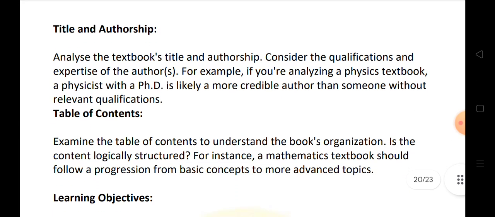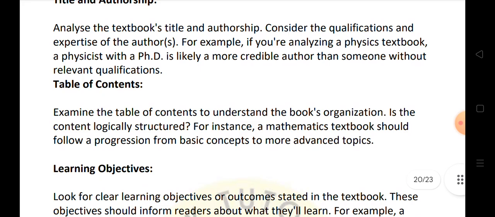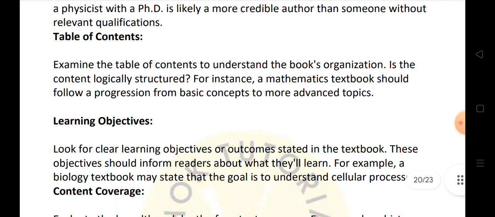Title and authorship. First of all, before analyzing a textbook, we find out the title of the book, whether the title matches the content of the book, and who the author is, whether the author is NET qualified, or a PhD or MPhil author. We need to see that. And we will rely more on the textbook if it is written by somebody who has a doctorate degree.